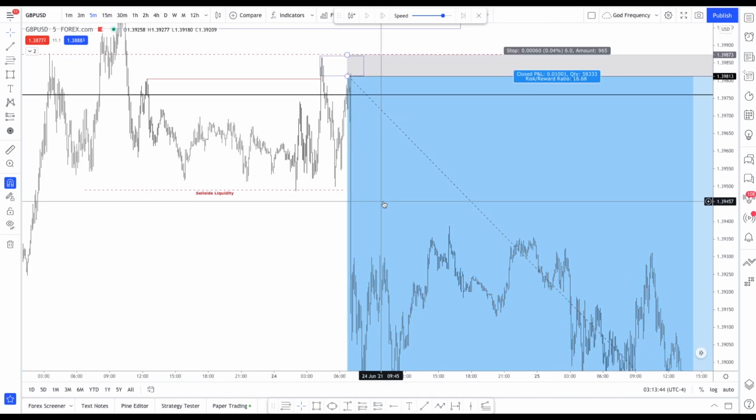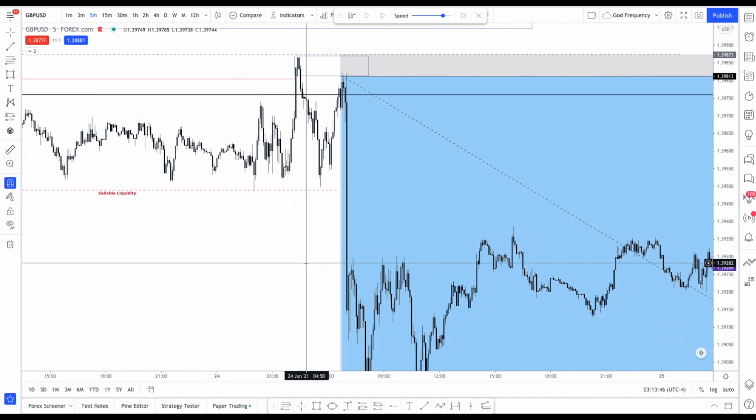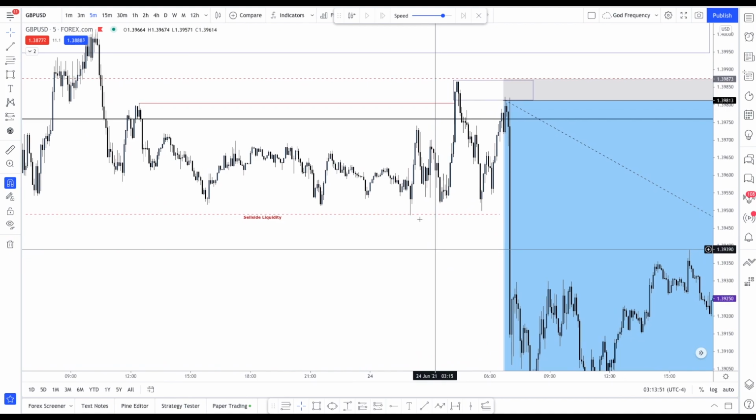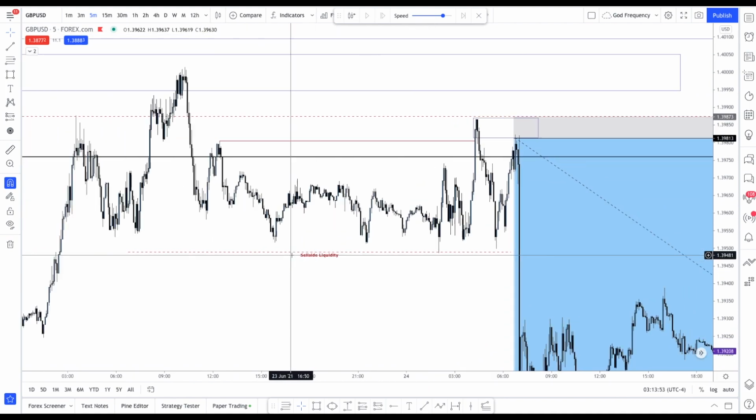Bro, this is really super simple and easy. You just have to have patience for it. Honestly, you have to wait for the setups like that to happen.